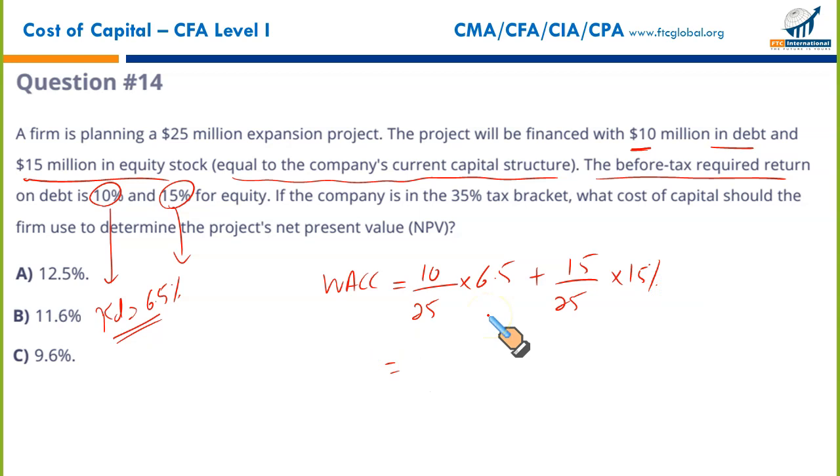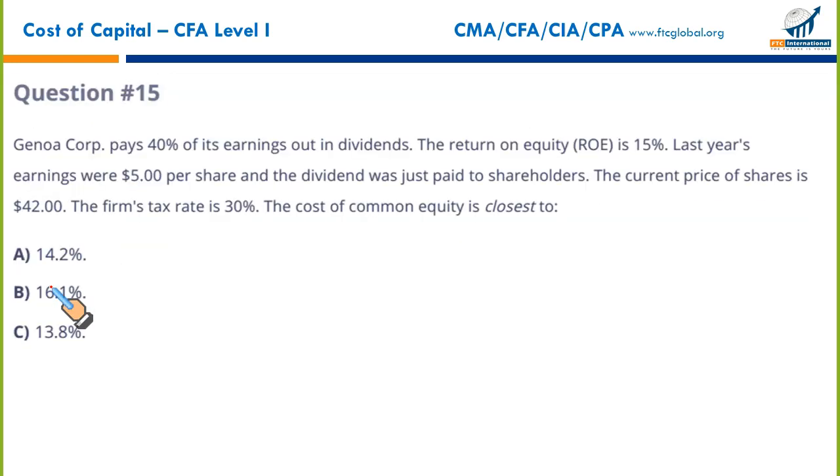Do your working and take as little time as possible. 10 by 25 times 6.5, plus 15 by 25 times 15, gives you a total of 11.6. There we go. And here B is the right answer. B it is.